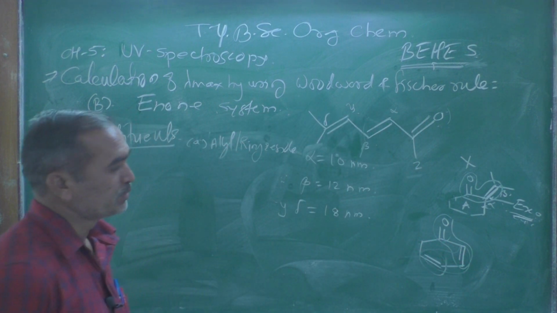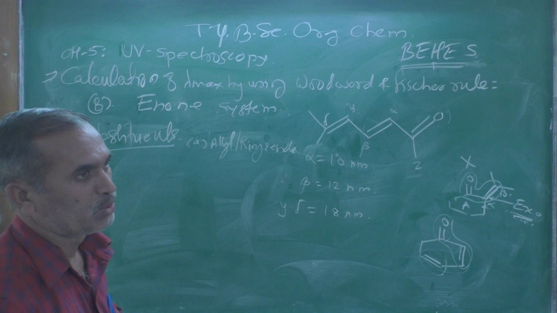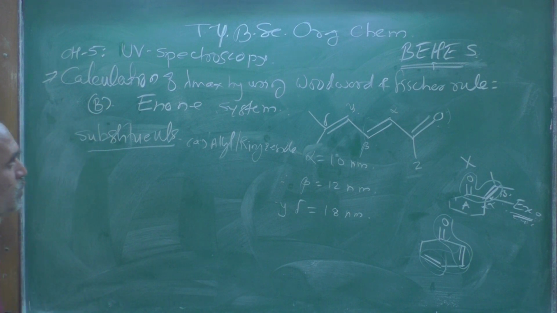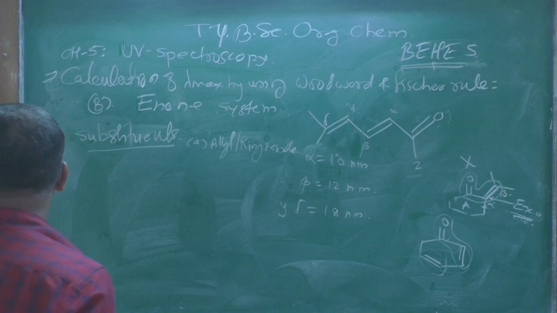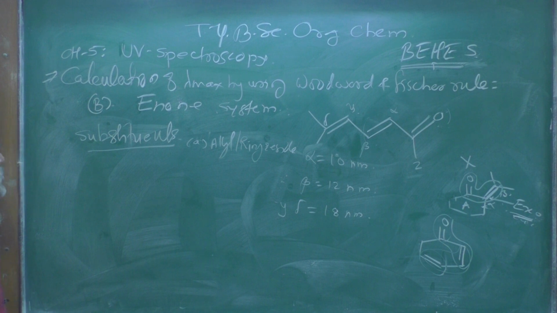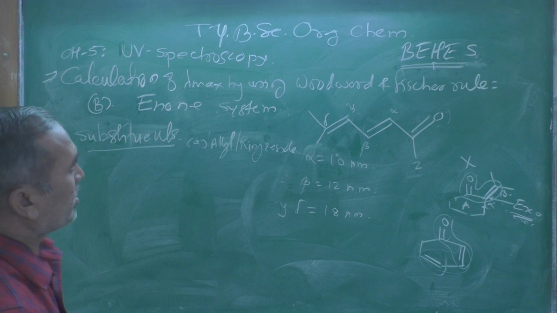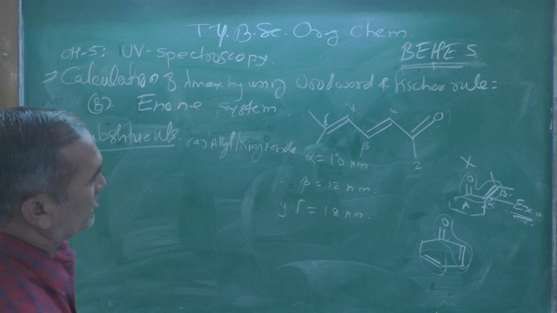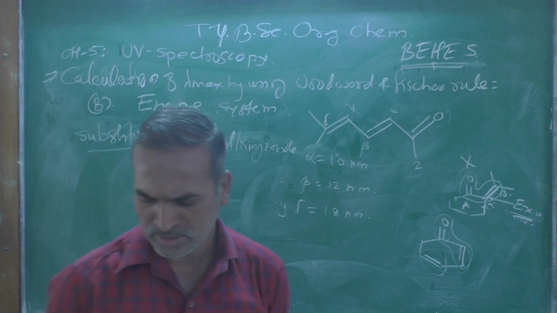So you should remember only how much to take as base values, and that there are certain rules made by Woodward and Fieser, and accordingly you can do it.